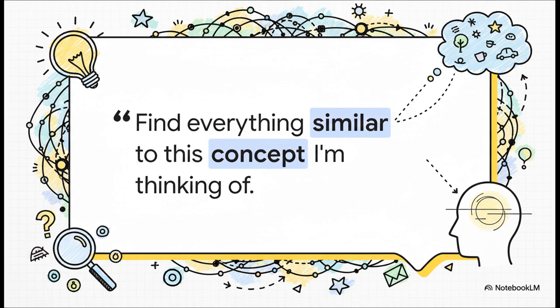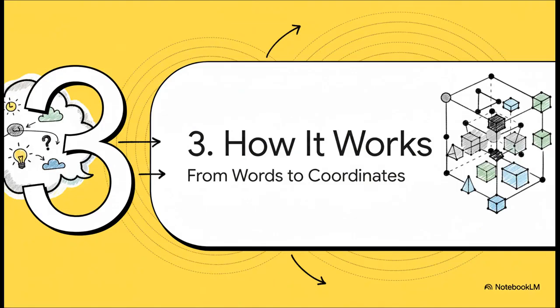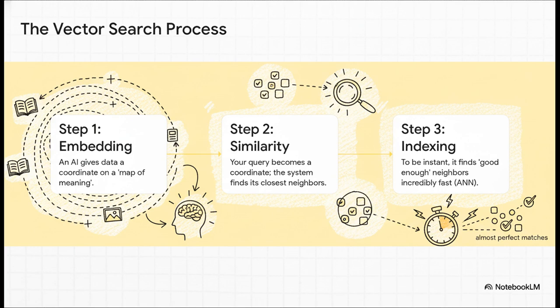Okay, so this sounds like magic, but how does it actually work? Let's break down the mechanics, and don't worry, we're going to stick to simple analogies here. It all comes down to turning words into coordinates on a map. It's really like a three-step dance. First, a special AI model goes through everything, every word, every document, every image, and gives it a unique address or a coordinate on this enormous map of meaning. Things that mean similar things, like king and queen, get plotted really close to each other.